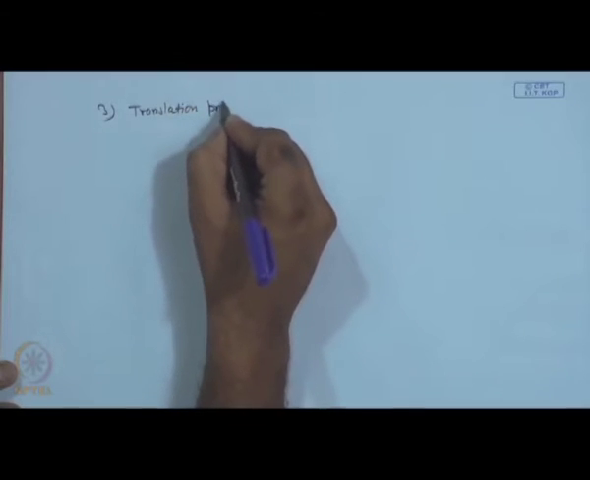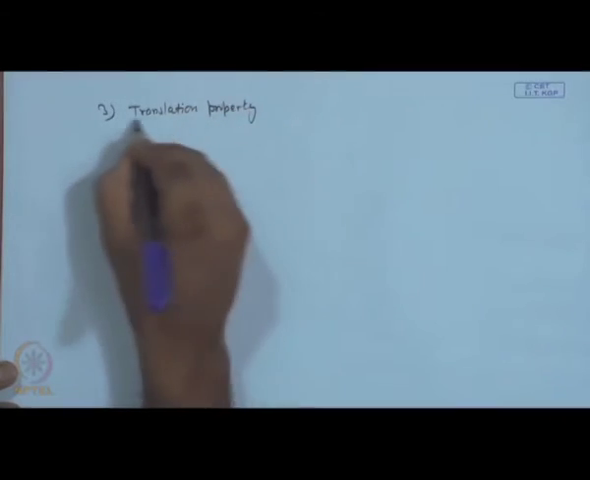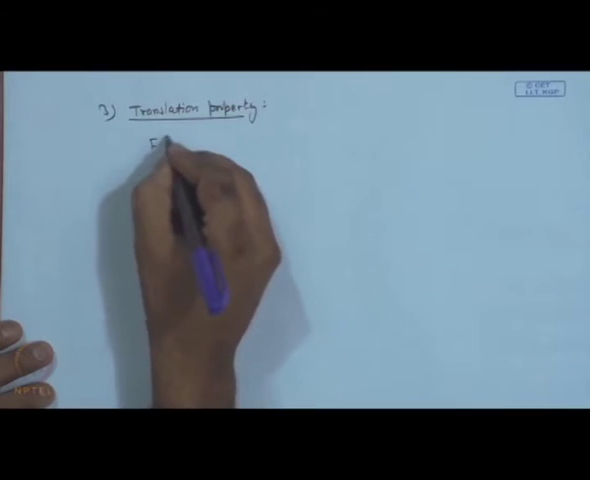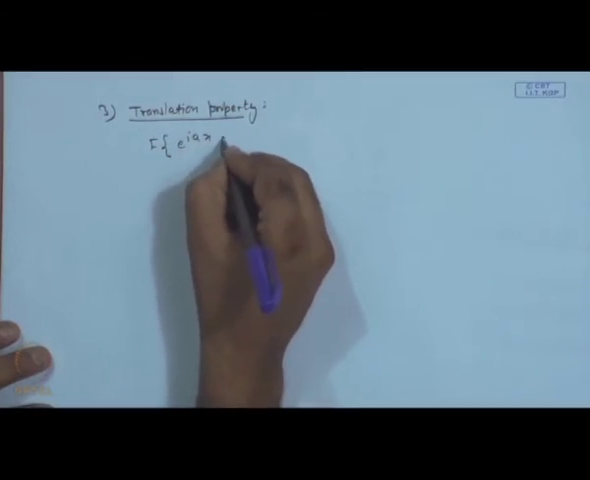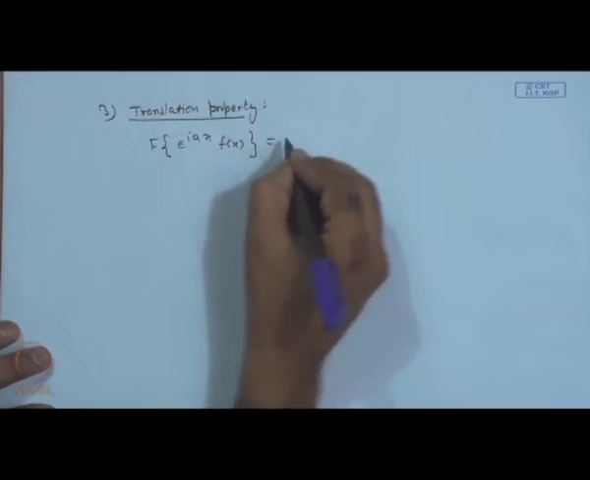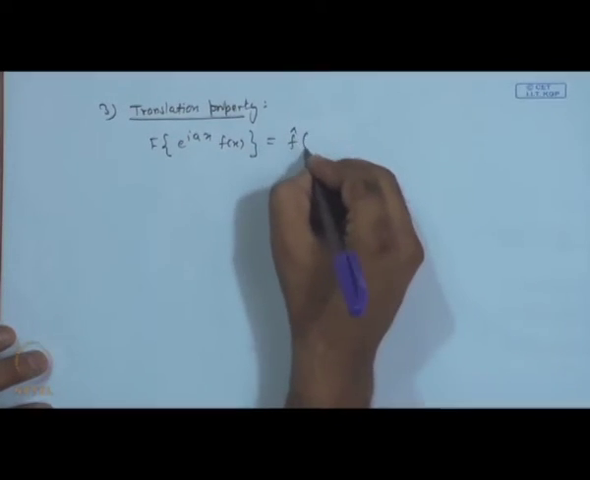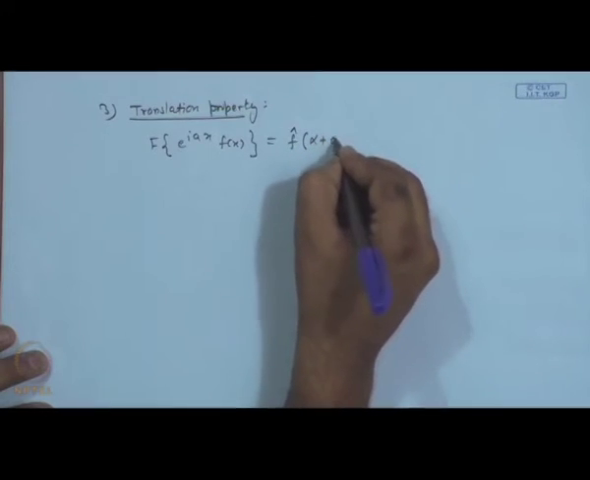Translation property. In this case, the Fourier transform of e^{iax} f(x) will be translated to its Fourier transform. So, alpha will become alpha plus a.